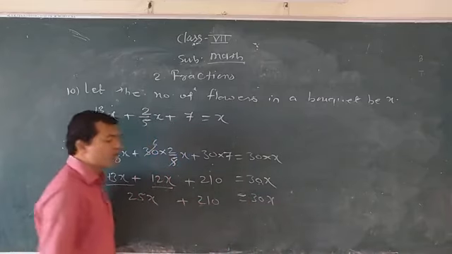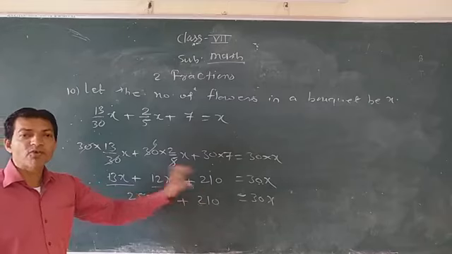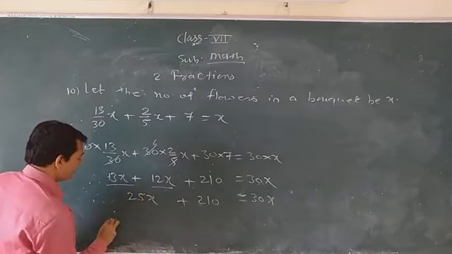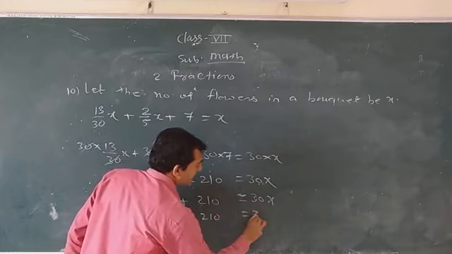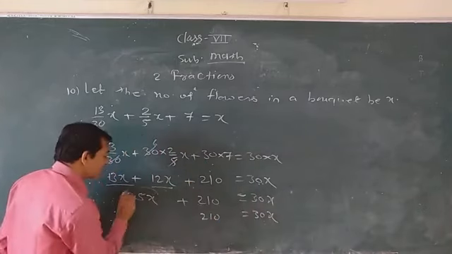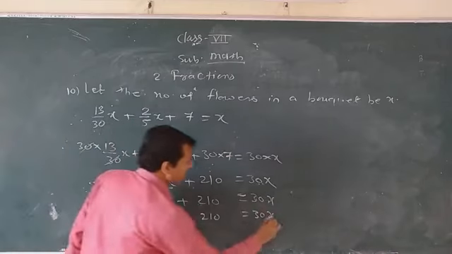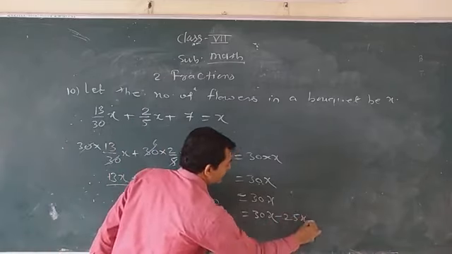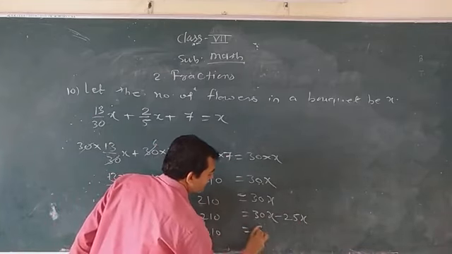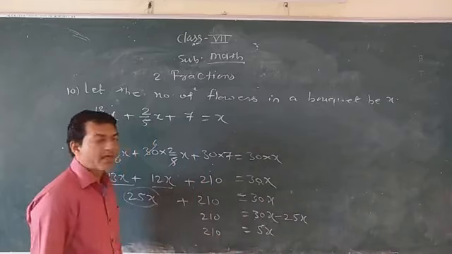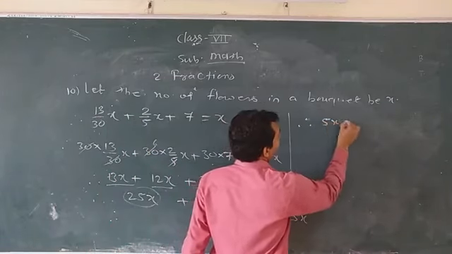So now you have to keep the algebraic term on one side and the constant on the other side. Therefore this 210 stays as it is, this 30x also stays as it is, and you have to transfer this number to that side. Its sign will change, that is minus 25x. Okay, so 210 is equal to 30 minus 25, which means you get 5x.